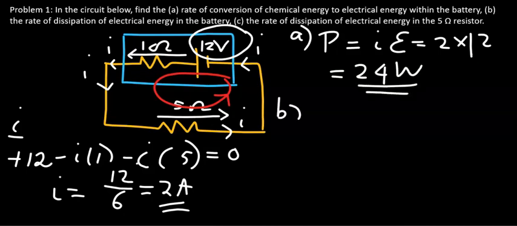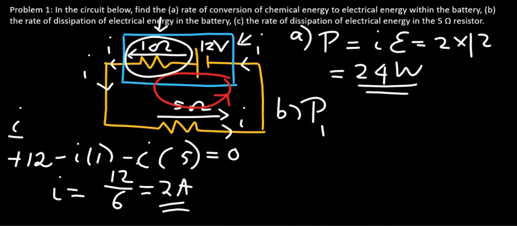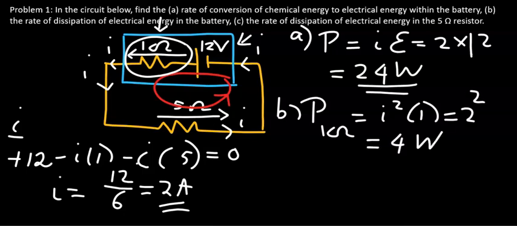Now for part B, the rate of dissipation of electrical energy in the battery. Since the 1 ohm resistor is within that battery, the rate of dissipation of electrical energy in the battery is quite simply the power delivered to this 1 ohm resistor. And the power delivered to the 1 ohm resistor is I squared times its resistance of 1 ohm. Since I is 2 amperes, 2 squared, that's going to be 4 watts.